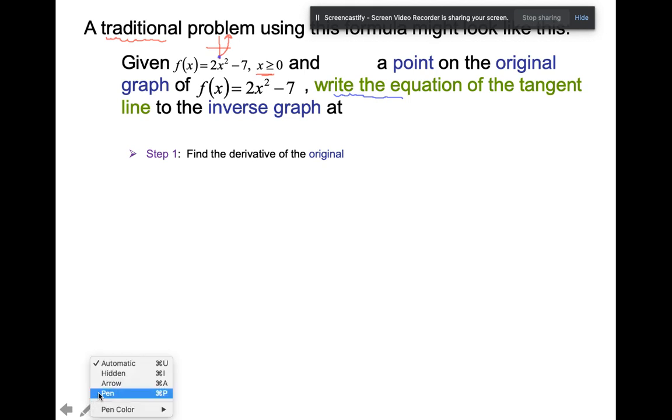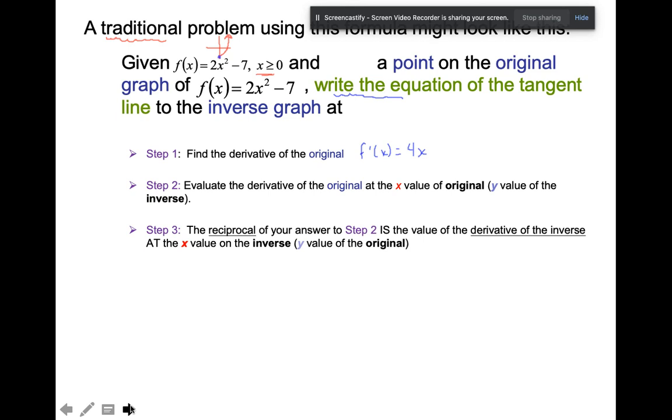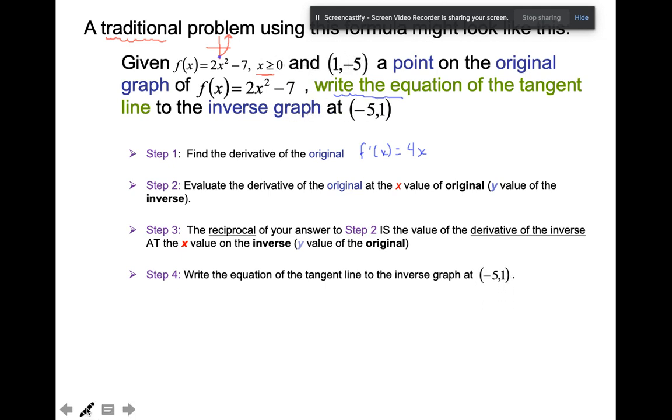So, step 1, I could find the equation of the inverse, but I promise you I'm going to go through this problem slowly, but it's actually going to be faster. Find the derivative of the original. That's an easy derivative to do. Evaluate the derivative of the original at the x value that I give you. I haven't given it to you yet. It's going to fly in there in a minute. Then reciprocate your answer to 2. Then write the equation of the tangent line. So there's the point.